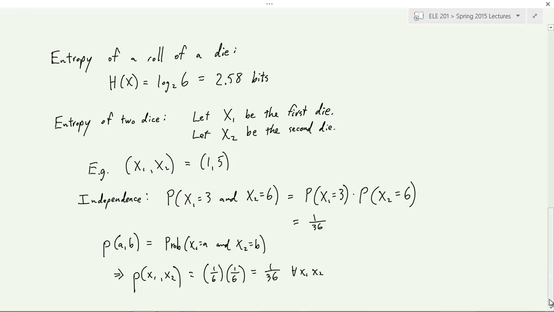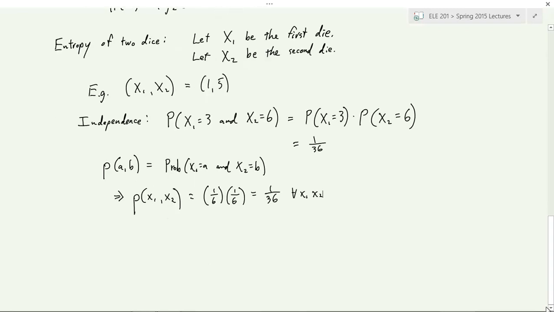Okay. So what does that mean? That means that the entropy of x1, x2 is log of 36, which equals 5.17 bits, which equals, because of how logs behave, twice what we got for 1 die roll.